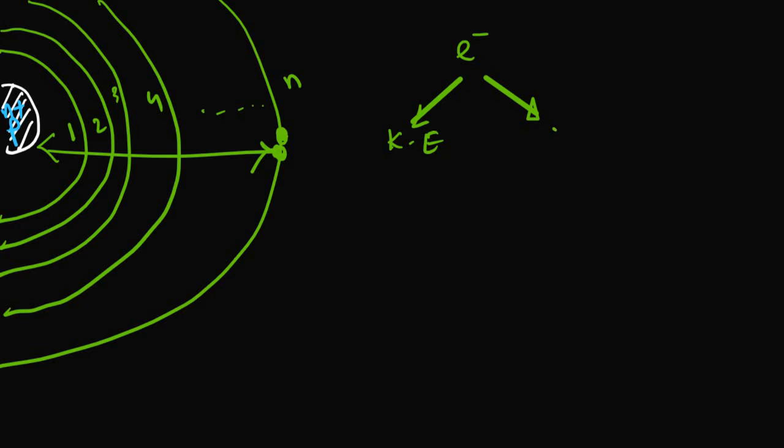One is kinetic energy, one is potential energy. Potential energy is due to the charge of the nucleus, and kinetic energy is due to motion. The total energy of the electron is the sum of these two. Now how will we calculate? The energy of the electron increases as the distance from the nucleus increases. So if I take the distance as d, as d increases, the energy increases.